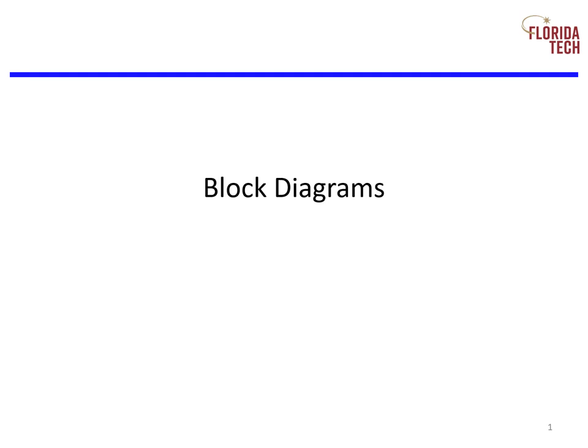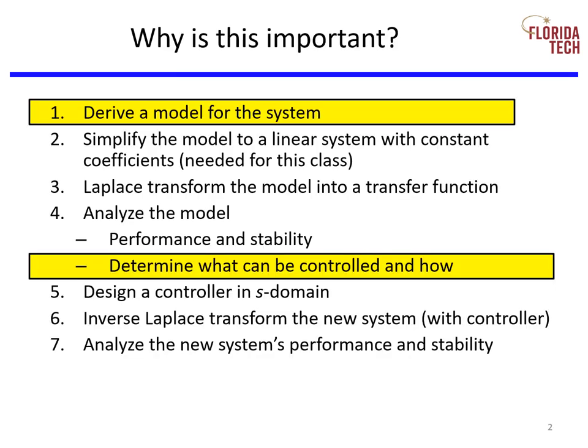In this section, we'll examine block diagrams and show how to simplify them into various versions, including one version with a single block. In our 7 steps for controller design, block diagrams are involved in step 1, deriving the model, and step 4, determining what can be controlled and how.